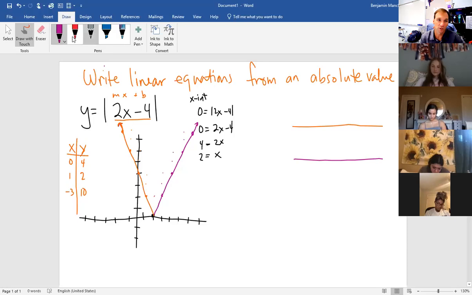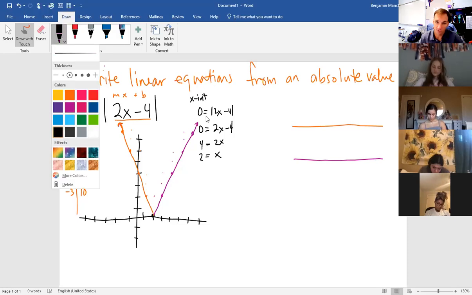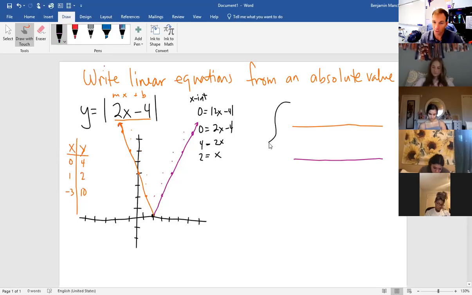Now always when we're talking about this as a piecewise function, we're taking pieces of 2 different equations and putting them together. This is the Frankenstein's monster.